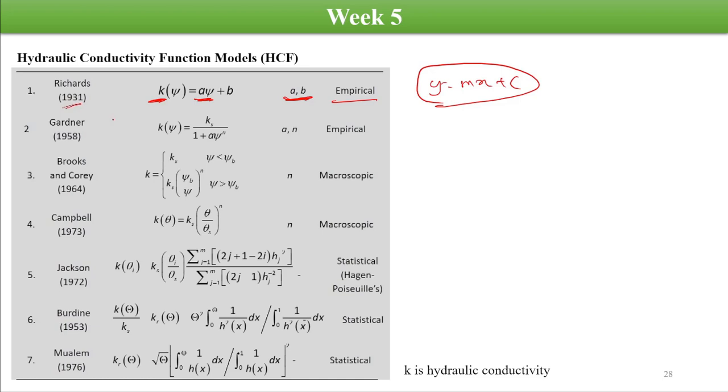Similarly, Gardner has provided another model which relates hydraulic conductivity with soil suction, that is equal to Ks, the hydraulic conductivity at saturation, that is constant, and a into psi to the power n. Here two values are there, a and n, which we need to determine based on experimentation. So this is also an empirical relation.